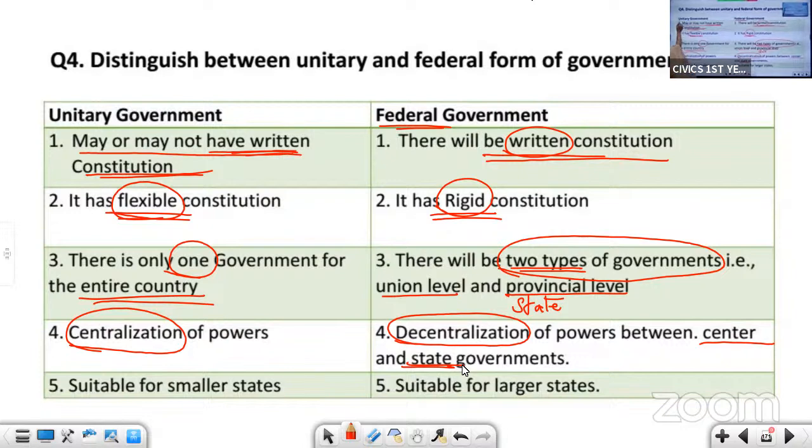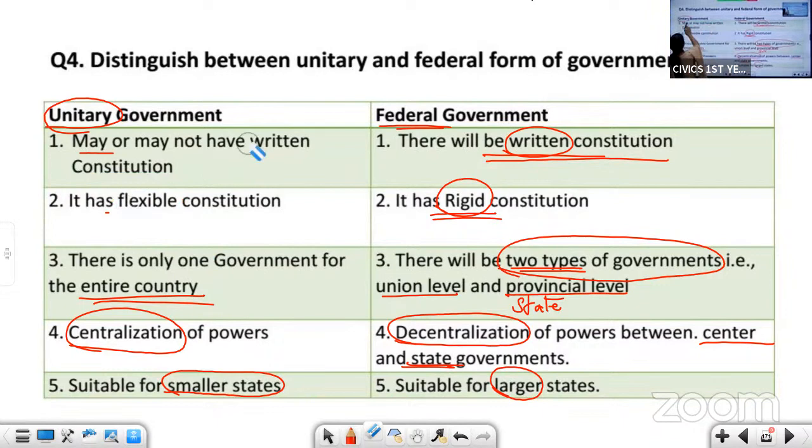This unitary form of government is suitable for smaller states or small countries with less population and small geographical area. For such types of countries, unitary government is suitable. Whereas federal government is suitable for larger states with huge population and a large geographical area. If you keep these things in your mind, it will be easy for you.